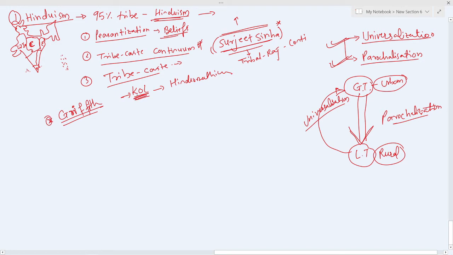Next is Sanskritization of tribes by assimilation. By assimilation, that is, the society got assimilated into Hinduism. Example is Tharu, which was studied by Srivastav.